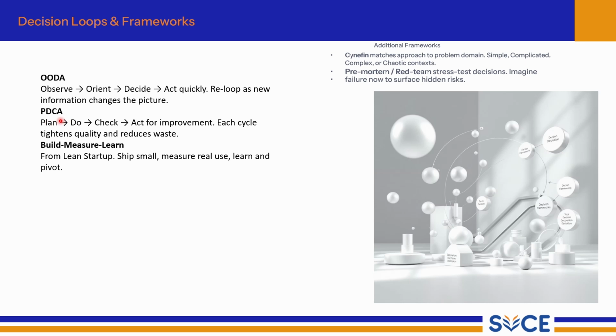Next one is PDCA. Plan, do, check, act for improvement. Each cycle tightens the quality and reduces waste. The plan, do, check, act is a classic continuous improvement cycle. So, plan carefully, act, check results and improve. So, plan, do, check, improve.